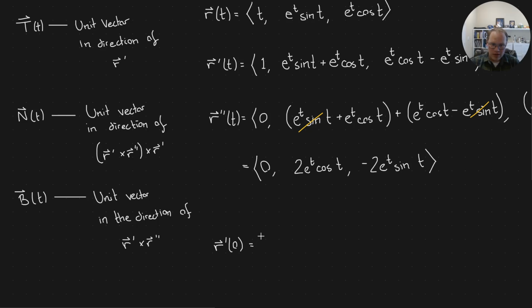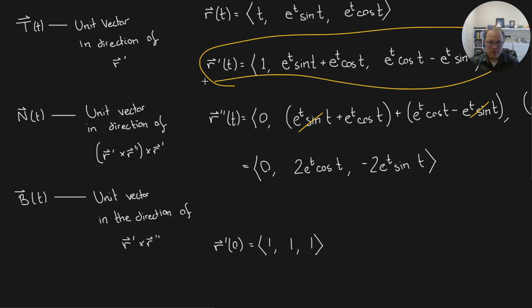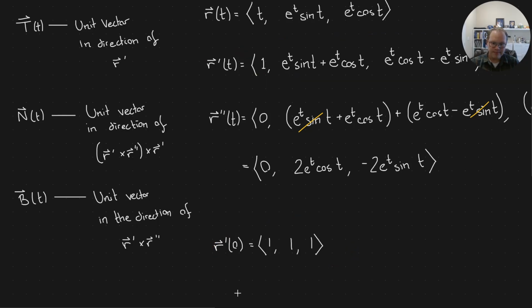So if I plug in 0, this is a 1. That just stays a 1. E to the 0 is just 1, so I don't really have to worry about those. Sine of 0 goes away. Sine of 0 is just 0. So I just get cosine of 0. That's a 1. Okay? And something similar happens here. E to the 0 and e to the 0 are 1. Sine of 0 is 0. Cosine of 0 is 1. I just get 1 again. So r prime is 0. All this, once I plugged in the 0, it's just 1, 1, 1.